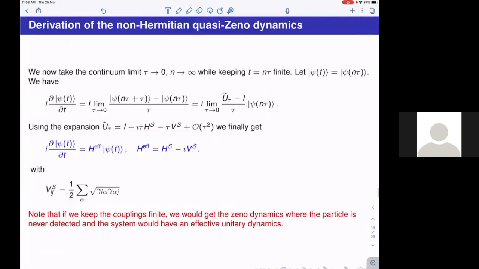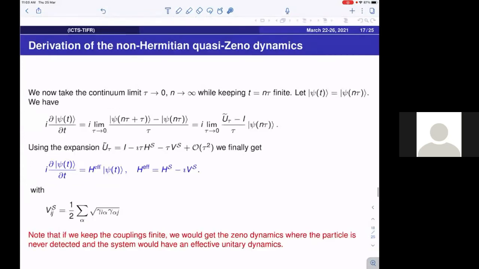Now that we have this evolution operator, we want to take the continuum limit, tau going to 0 and n going to infinity, keeping time finite, where the wave function is given by psi of n tau. There's a discrete dynamics, but we want to go to the continuum limit. So we can try to find this time derivative, which is defined this way: the wave function at time n plus 1 minus the wave function at time n, divided by tau.